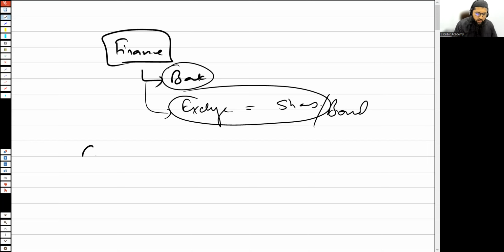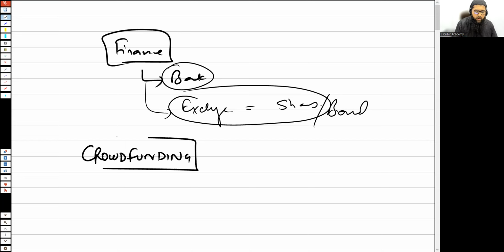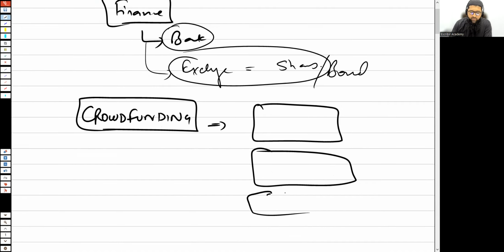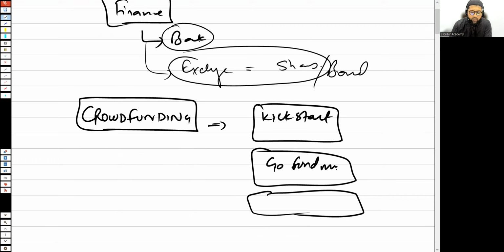So there is a concept of crowdfunding for organizations which are unable to gather funds through these sources, which are the equity market, the debt market, or a bank. So what is crowdfunding? There are different types of platforms, majorly websites, that exist in the world. For example, there is a website called Kickstarter, and a website called GoFundMe, and there are many other crowdfunding platforms that exist globally.